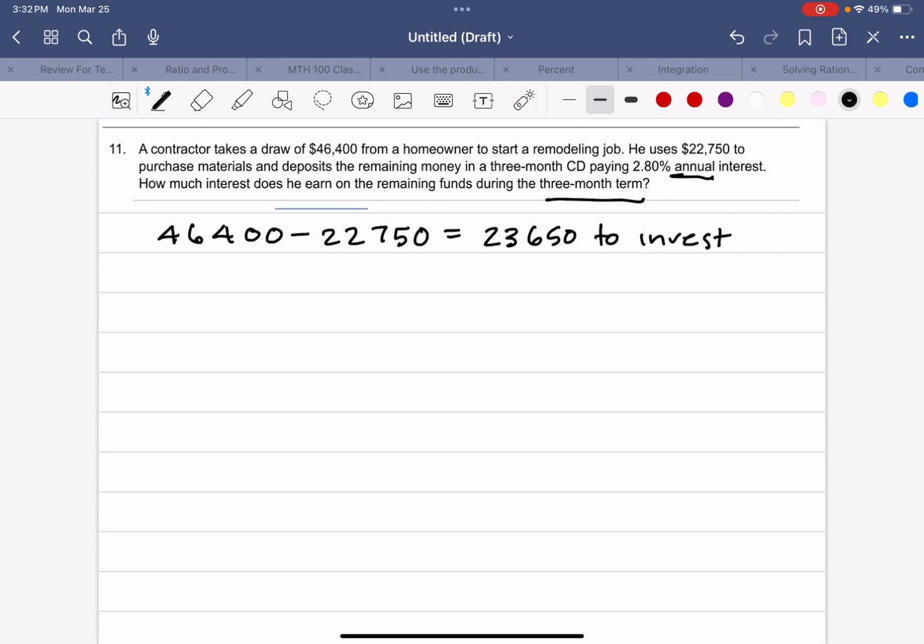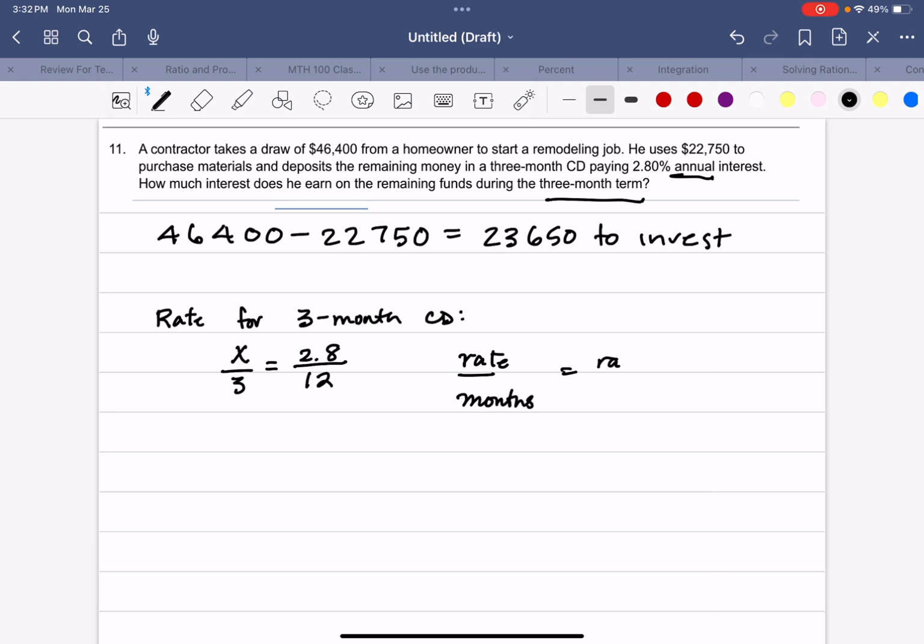Now they gave us the rate for a 12-month CD. So we're going to find the rate for the 3-month CD. Well, I don't know. X is to 3 months as 2.8 is to 12 months. So we've got the rate is to months as the rate is to months. So we're going to find our 3-month rate.